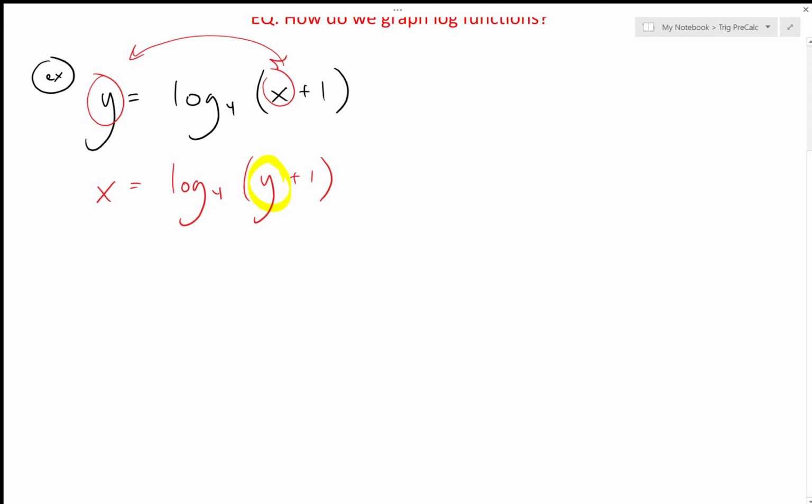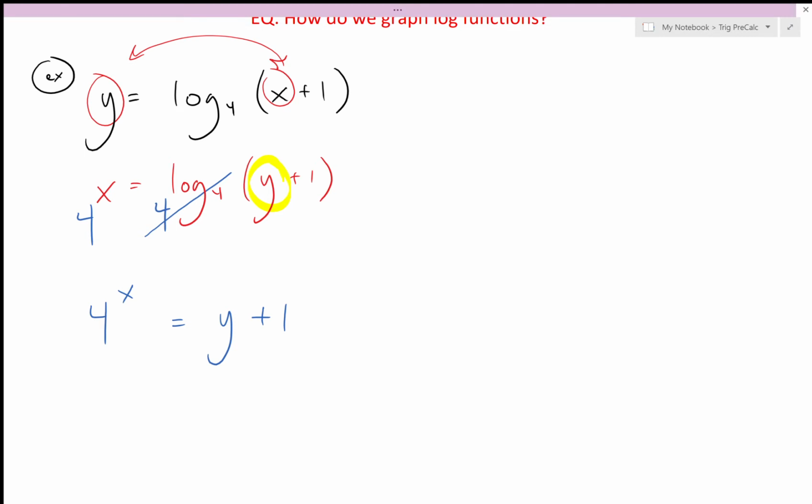Now what's going to cancel out a log base 4? Remember, the inverse, or the opposite, of that is an exponent, exponential. So 4 to this log base 4 power. But if I put 4 to the power on that side, I've got to put 4 on this side. So log base 4 and 4 cancel. So we've got 4 to the x power equals, and now we don't need the parentheses anymore, y plus 1. And finally, getting y by itself, we'll subtract 1 on both sides, leaving us with y equals 4 to the x power minus 1.